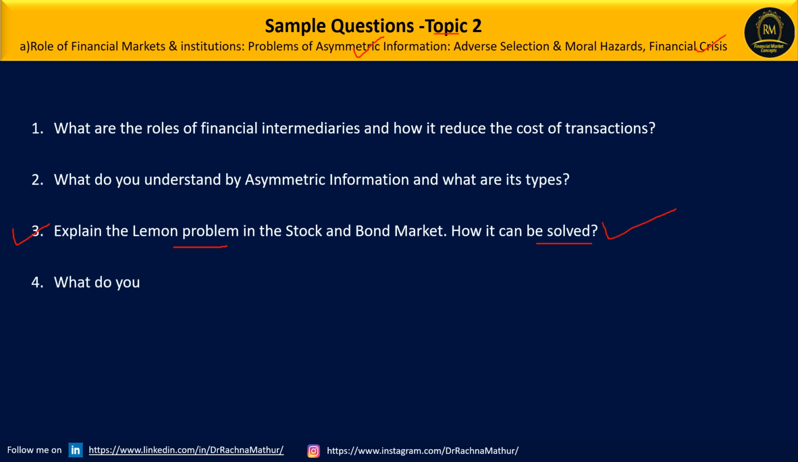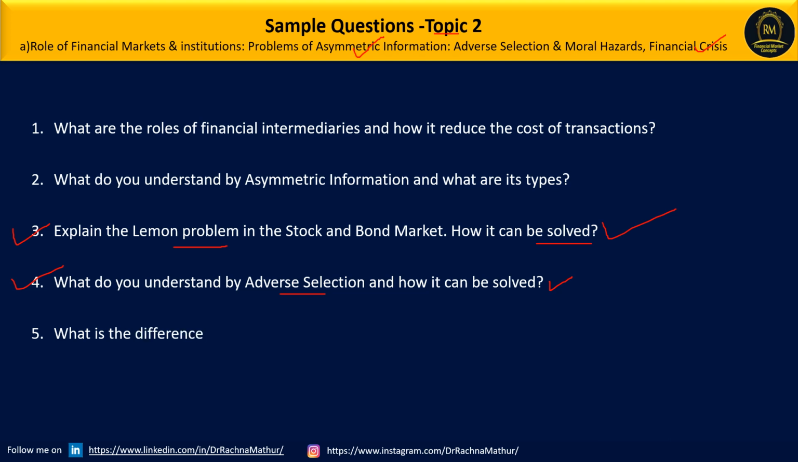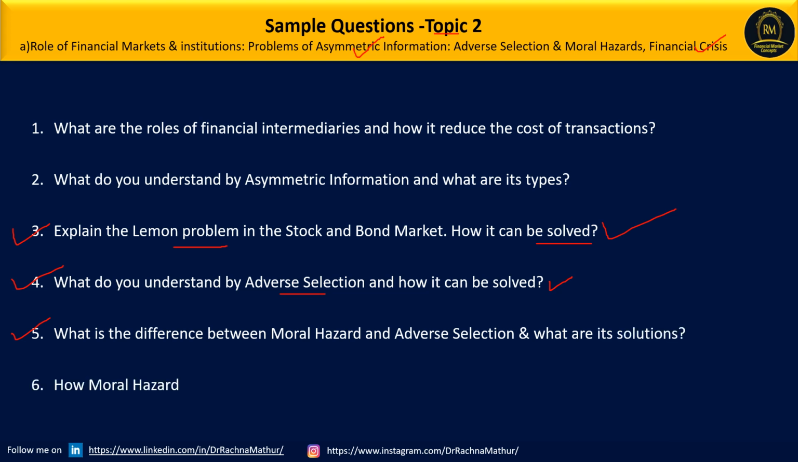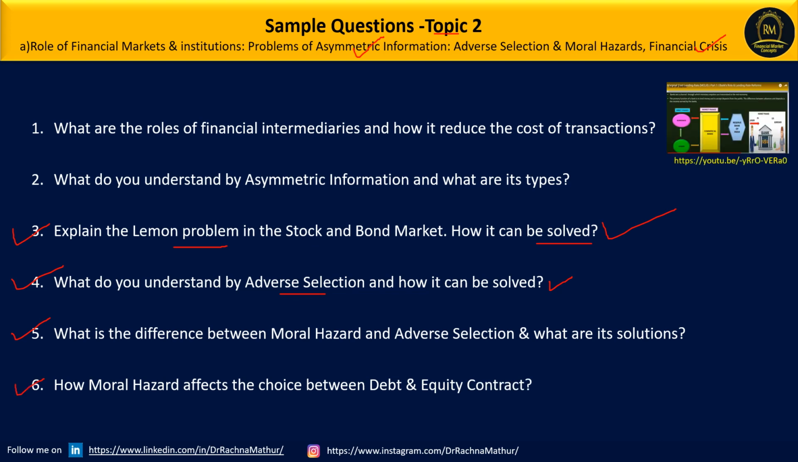Next, what do you understand by adverse selection and how to solve it? Important question. Next is, what is the difference between moral hazard and adverse selection? What are its solutions? How moral hazard affects the choice between debt and equity contract? So if the question is asking the problem, you have to write the problem with its solution.